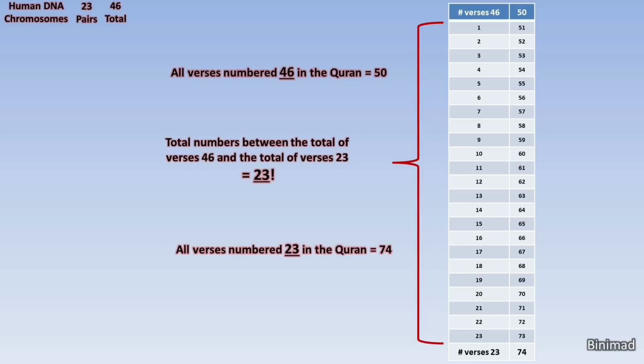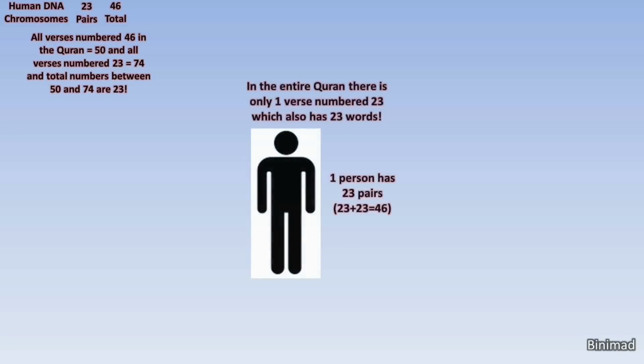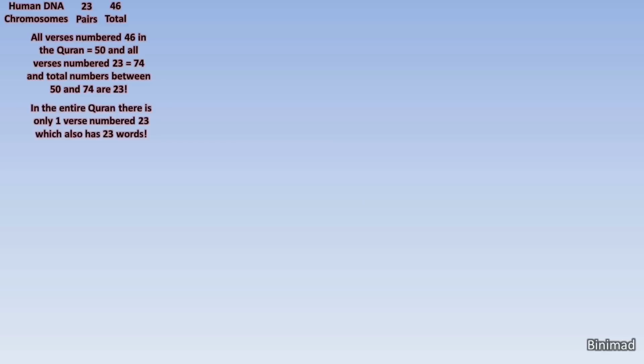Are there sufficient words to describe how stunning this is? Let me just repeat this and let the numbers do the talking. The difference between all verses 46 and all verses 23 equals exactly 23. I would like to wait a little and let this sink in, but we must move on. Going even further, I found that throughout the entire Quran, amazingly and harmoniously, there is only one verse, number 23, which also has 23 words, because in one human being there are only one pair of 23 chromosomes. I also found that throughout the entire Quran there are 3 verses numbered 46, which have 23 words in each.